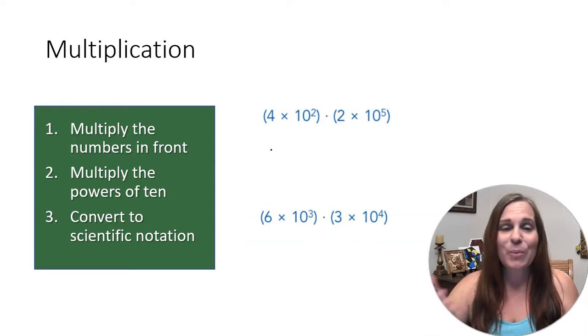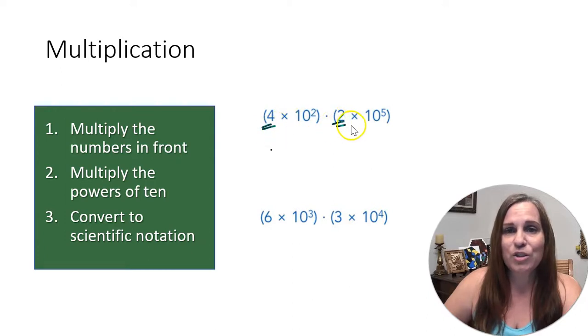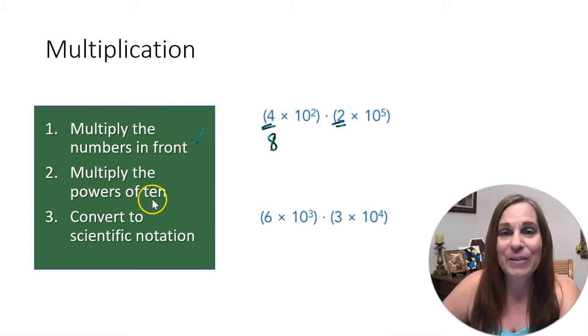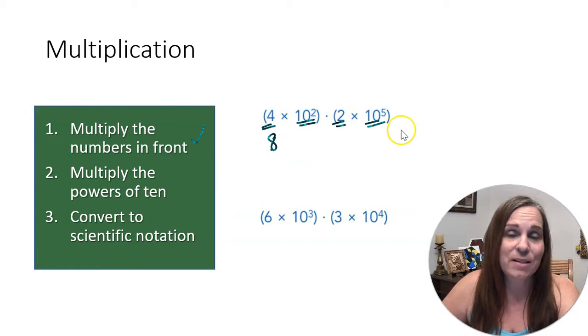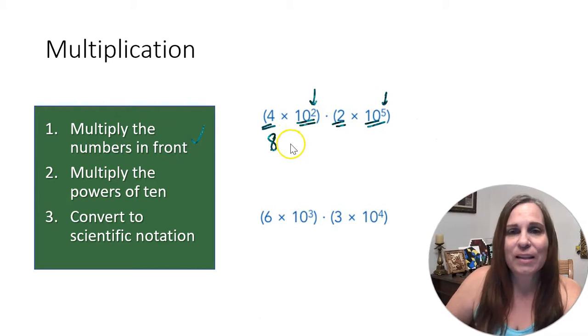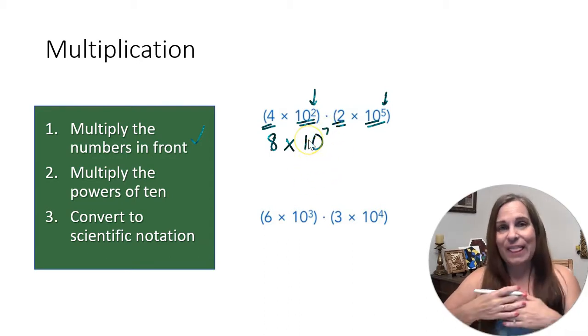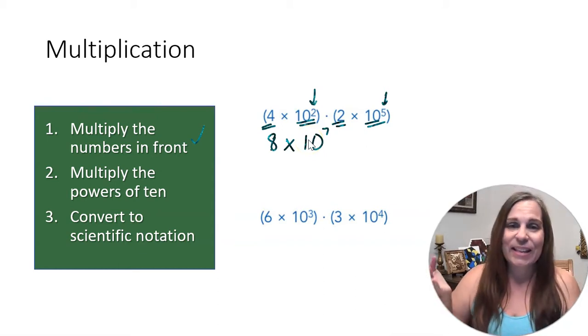Multiplication. So we multiply the numbers in front, right? So in this case, I'm talking about the 4 and the 2. 4 times 2 is 8. Then multiply the powers of 10. Well, we learned how to multiply numbers that have the same base. You just add the exponents. So I'll get 8 times 10 to the 7th. Sometimes it's that simple.